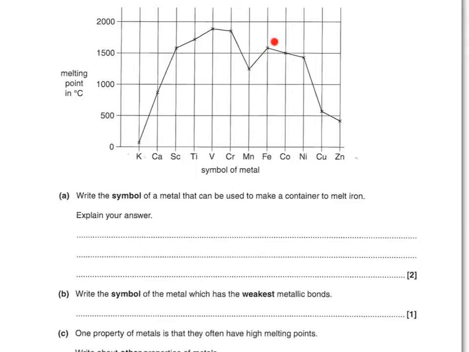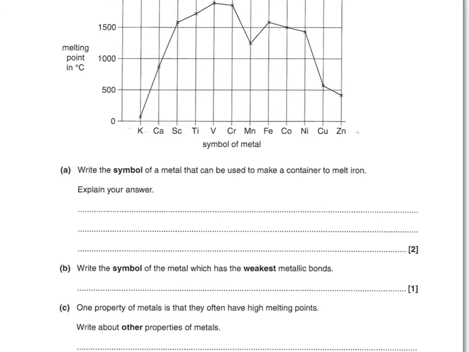So there's iron. So you could use these 3 here. So it's going to be titanium, vanadium, or chromium. So you get 1 mark for saying one of those, and the second mark is for saying that they have melting points that are higher than the melting point of iron.